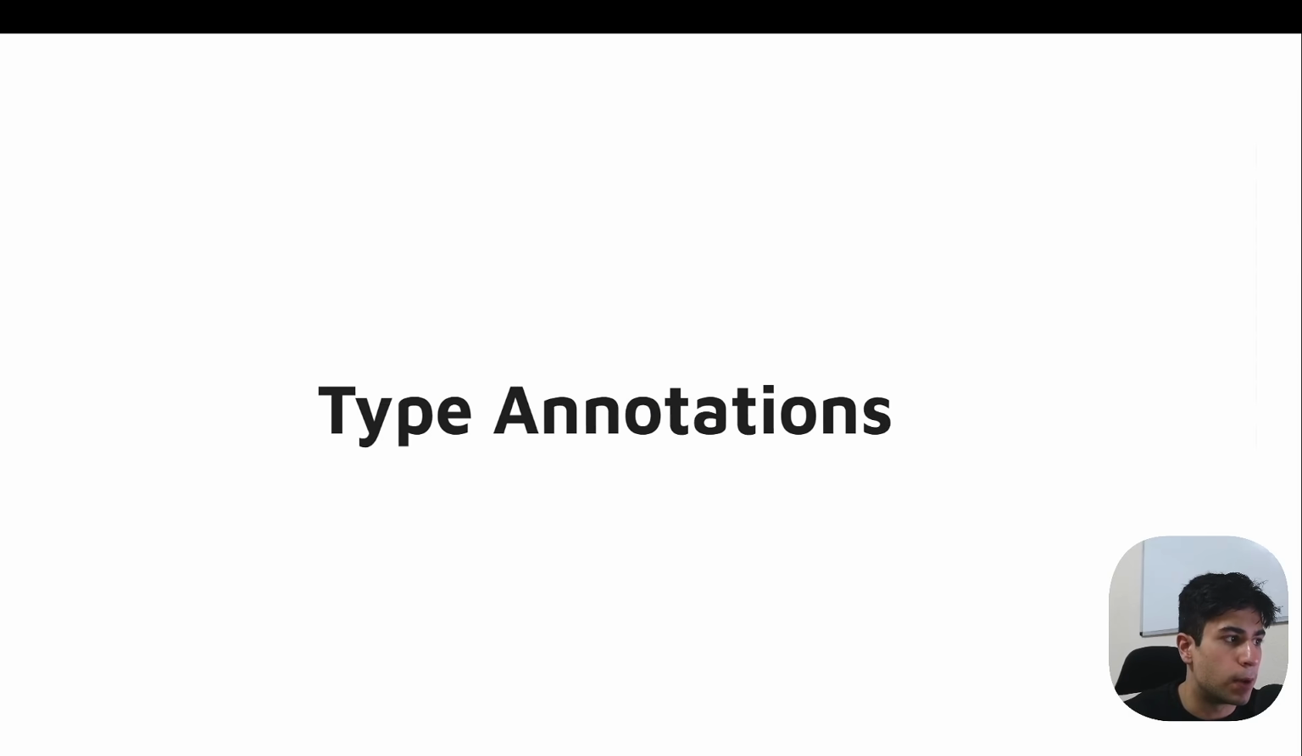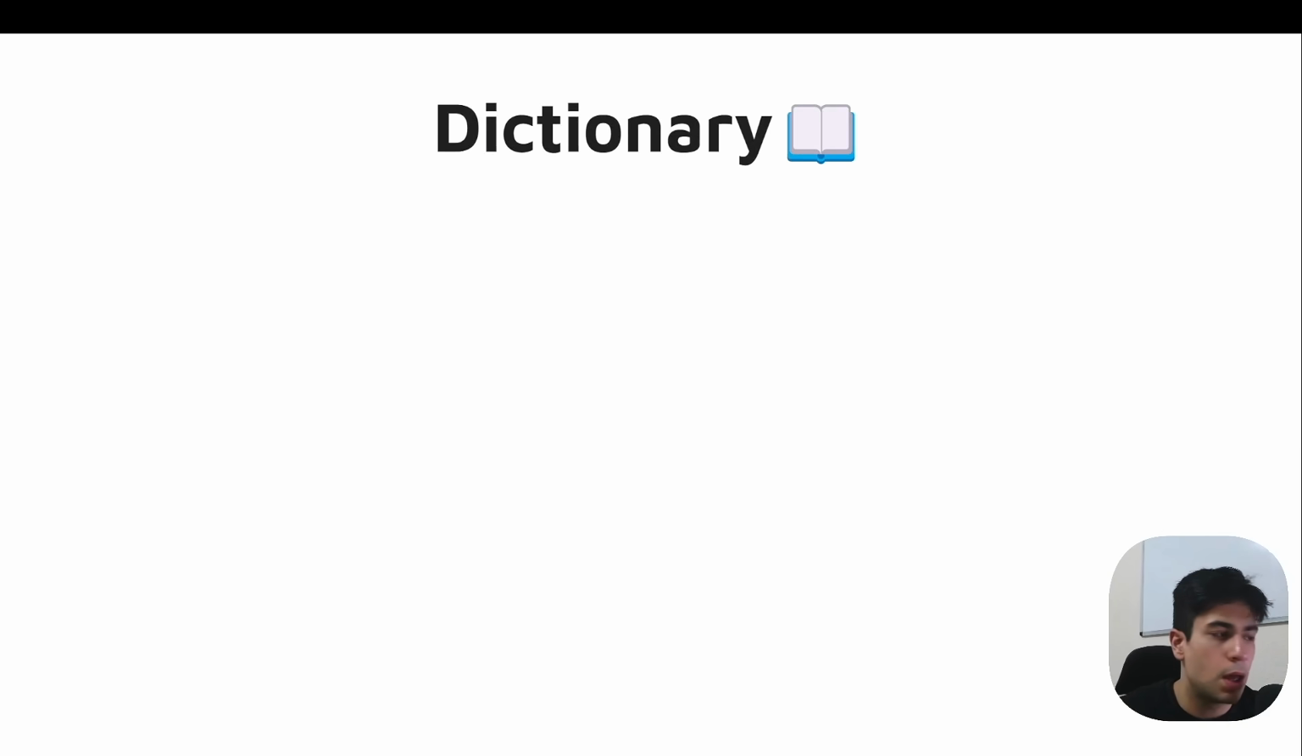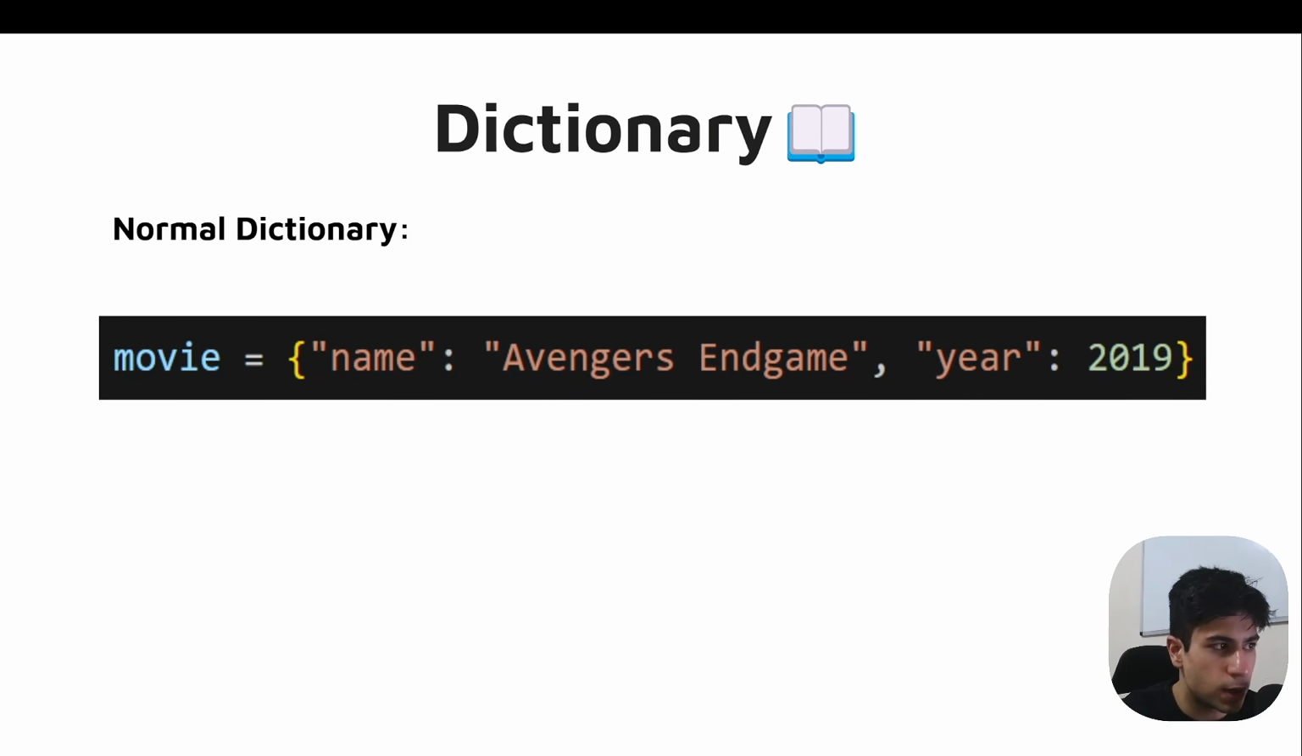Cool? Okay, let's begin with dictionaries. Now, dictionaries are a data structure, yes, but there's a reason I've kept it here. So let's see how a dictionary is described in Python. You should already know this. In this case, I've described a very simple dictionary called a movie, and it has two keys, the name and the year, and it has two values, Avengers Endgame and 2019.